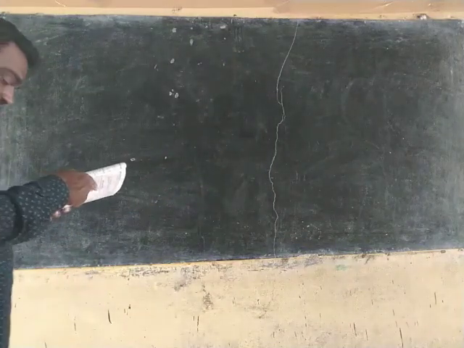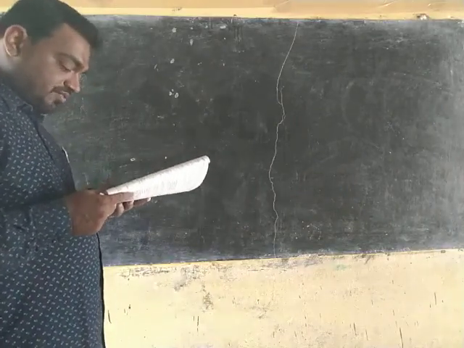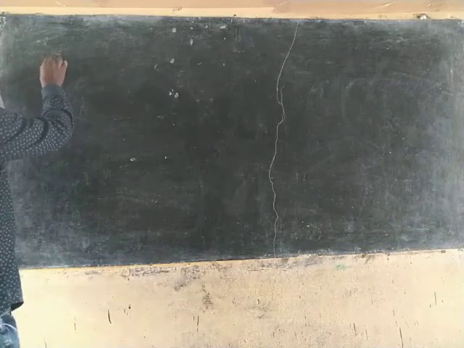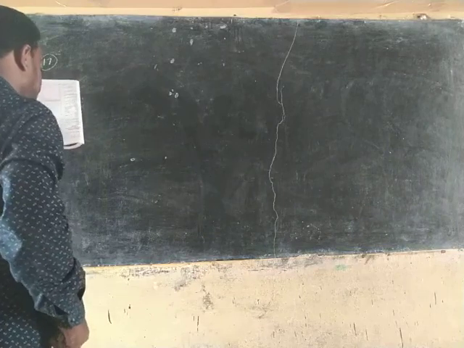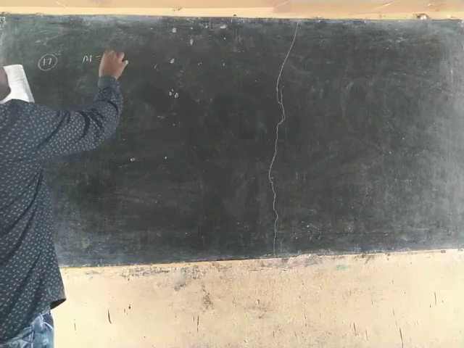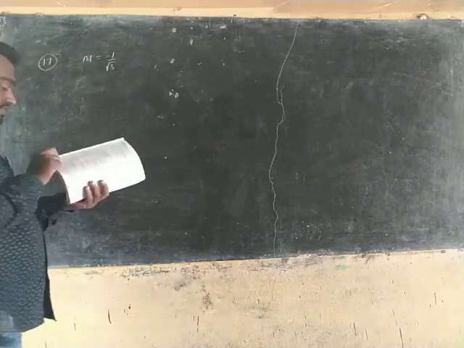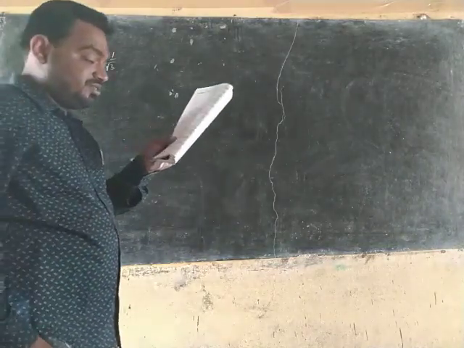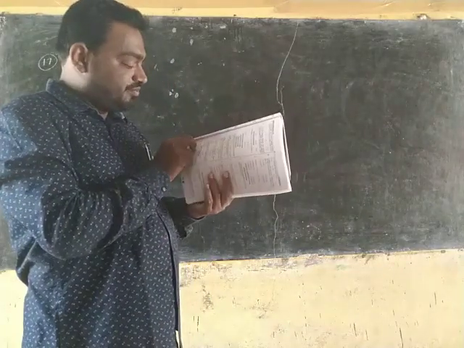Based on the slope of a straight line, we have some MCQ questions we are solving now. Here, 17th question, I sent one PDF. In that 17th question, if the slope of the line is minus 1 by root 3, that means m is equal to minus 1 by root 3, then its inclination is: option 1, pi by 3; option 2, 5 pi by 6; option 3, 2 pi by 3; option 4, 3 pi by 4.